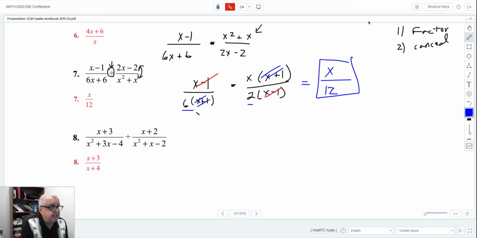So simplify these or do the indicated operation. If it's a divide, the only thing you do is flip that second fraction and change it to multiply, factor everything out, and then cancel. So we're going to do the same thing for problem number 8. And once again, each one of these problems that I'm doing is really similar to a problem that's on the test.